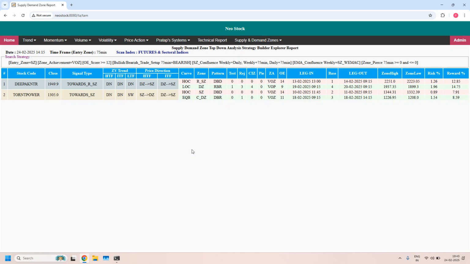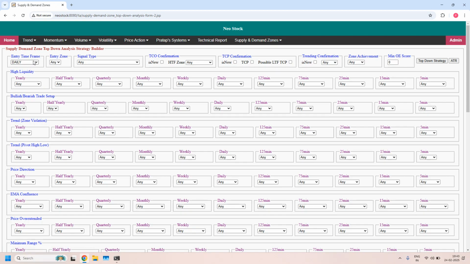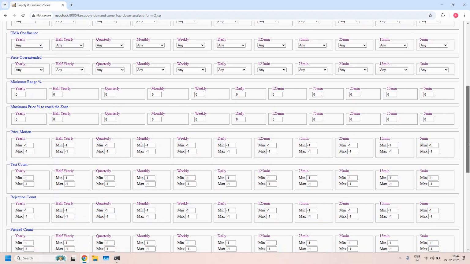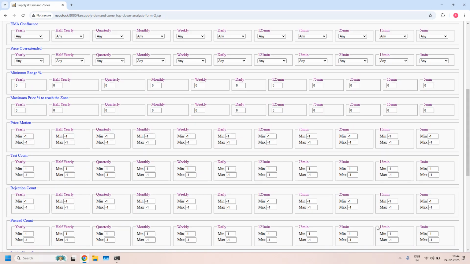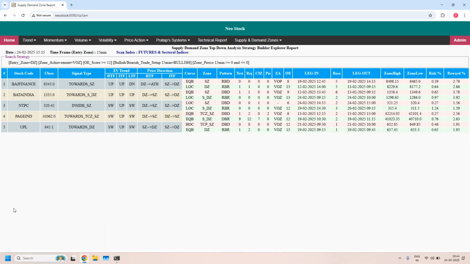Next, we will look into daily income trade bullish and bearish trade setups. Daily income trade bullish trade setup: entry time frame 15 minutes, entry zone demand zone. In bullish or bearish trade setup, at 15 minutes I am selecting bullish, zone achievement violated, opposing zone minimum odd enhanced score 12, and the 15 minutes demand zone should not be pierced, so minimum value 0, maximum value 0. With these filters we got 5 stocks.